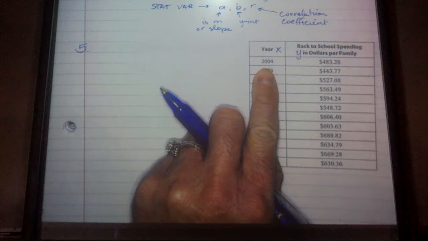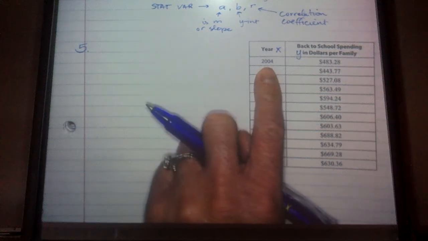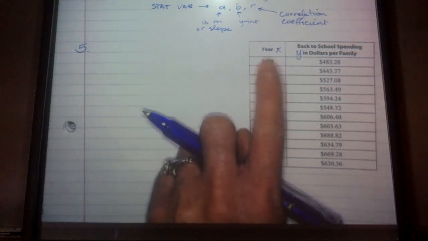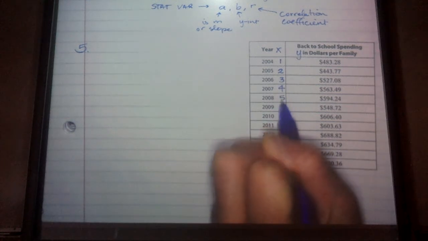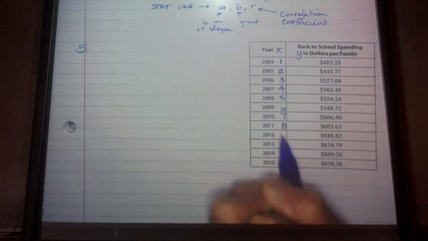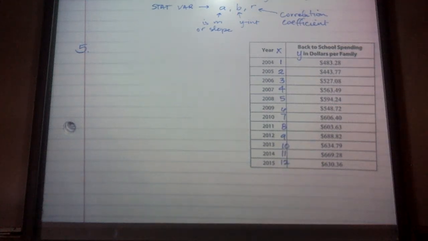Even though this says 2004, often when we're using years, I'm not going to actually enter 2004. I'm either going to enter this as 4, or this is the first year they listed. So in the calculator, I'm going to put that this is year 1, which would mean this is year 2, year 3, 4, 5, 6, 7, 8, 9, 10, 11, 12. And sometimes in the directions of the problem, it'll tell you to use 1 for 2004.